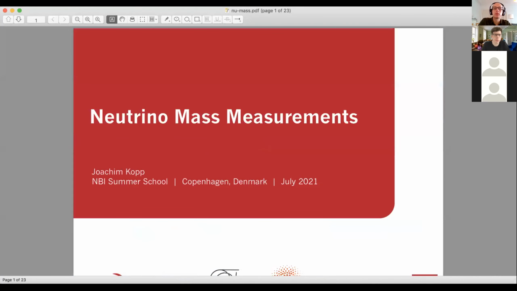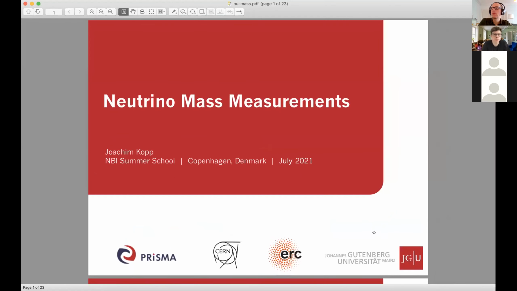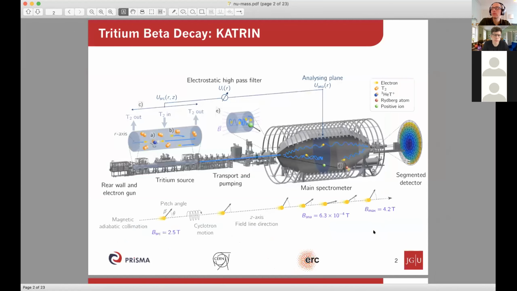Okay, so remember on Monday, we discussed neutrino masses from a theoretical point of view. And so the question is, how do we measure neutrino masses? Well, one approach that we discussed is the kinematic one. Remember, we discussed that the spectrum of a nuclear beta decay around the endpoint depends on the neutrino mass. And so in order to measure this effect, we basically need a very, very precise spectrometer. And the KATRIN experiment in Karlsruhe, Germany is such a precise spectrometer.